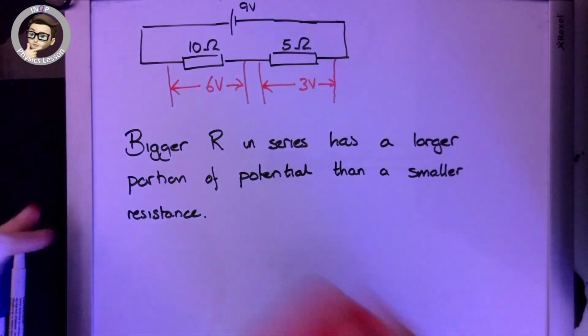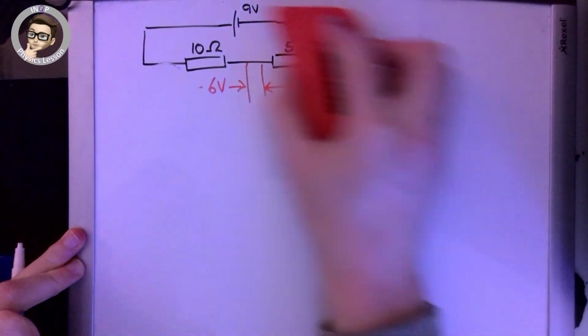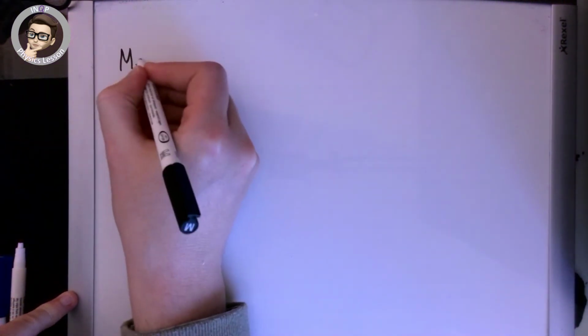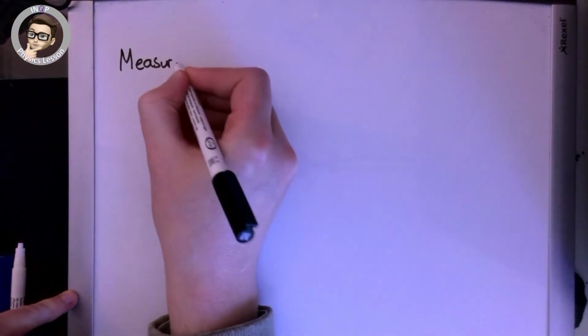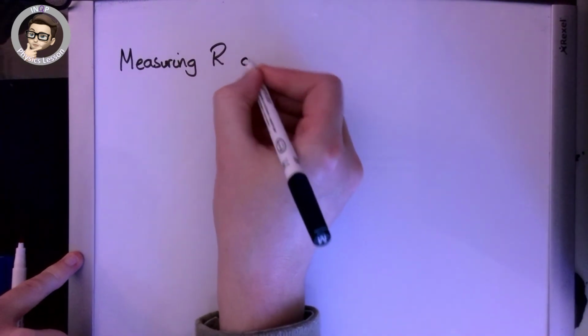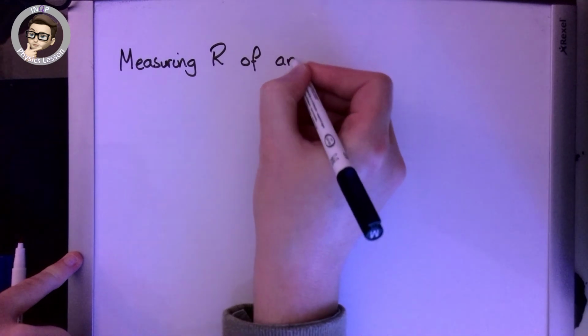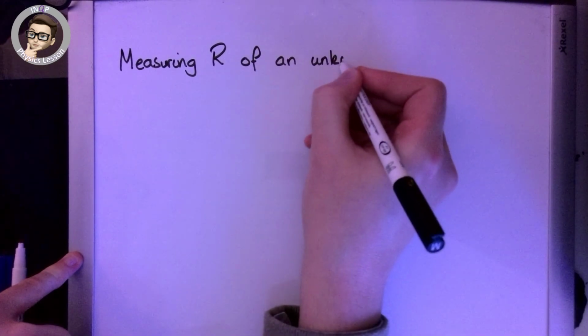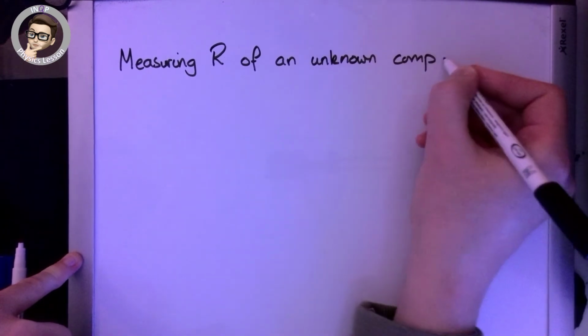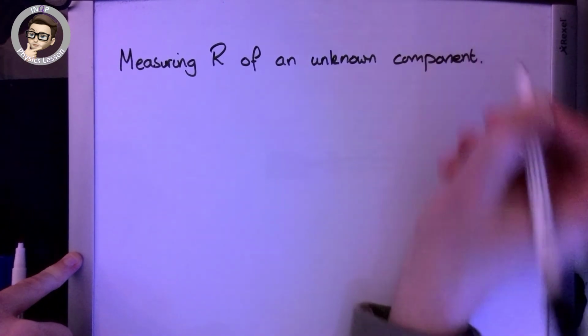Okay, the final thing we need to do, and this is quite a big important part because this will come back certainly in an exam, is how to measure resistance. So measuring the resistance of an unknown component. So something we don't know what the resistance is and we want to work it out.